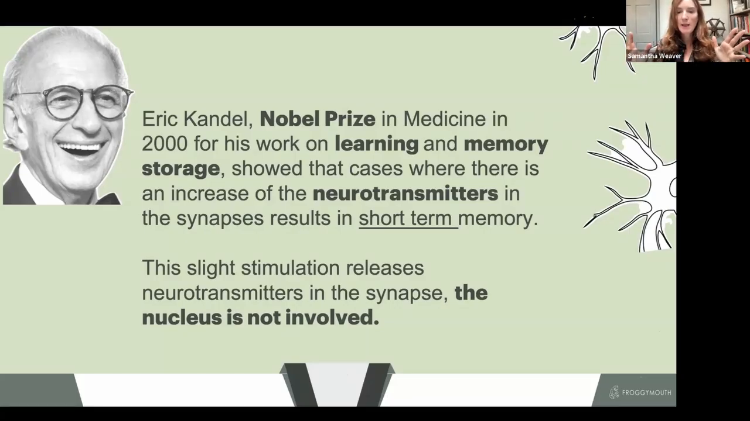What does short-term memory mean? It means that the child might learn that in that time frame, but has it integrated into the pattern over time so that there's no thinking involved? So the slight stimulation of stress releases neurotransmitters in the synapse. The nucleus is not involved. And that's why if it doesn't involve the nucleus, it's not embedded in a deeper subcortical memory location, kind of dynamic. And so it doesn't integrate.